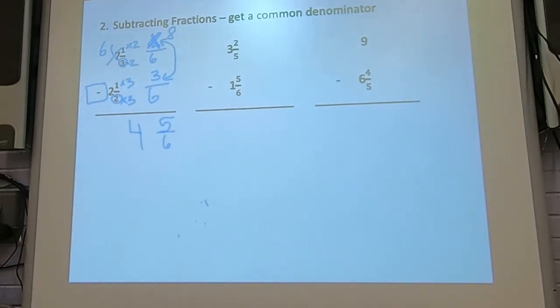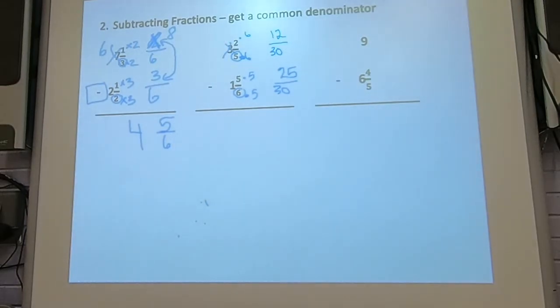Alright, on the second one, my denominators are 5 and 6. So I can use 30. 5 times what is 30? So dot means times. 6. 2 times 6 is 12. 6 times what is 30? So 5 times 5 is 25. I have the same problem. When I subtract, it doesn't work out. The top number is not bigger, so I need to borrow.